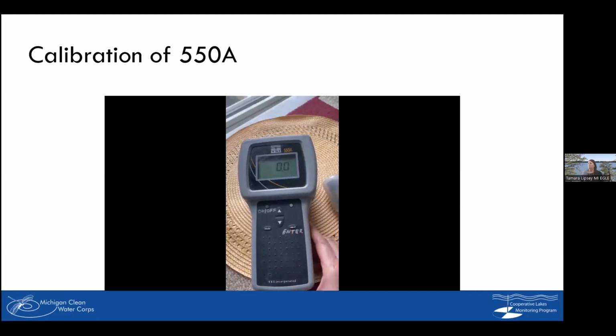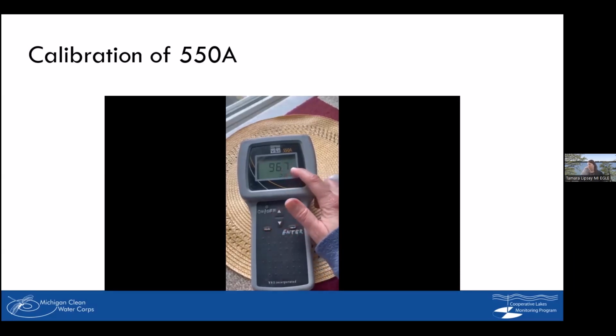The next thing that comes up is the percent salinity. We have fresh water in Michigan, so we don't need to worry about this. So just make sure it says 0 and hit enter again. And there you go. You're all set.